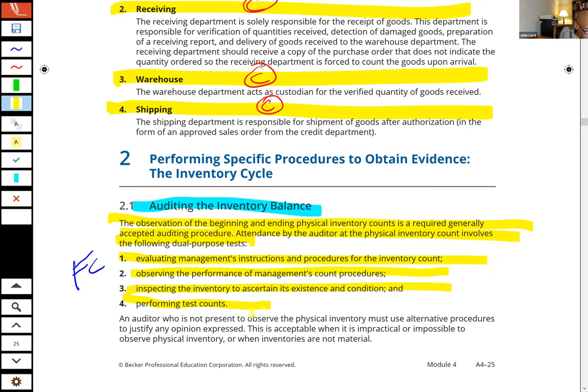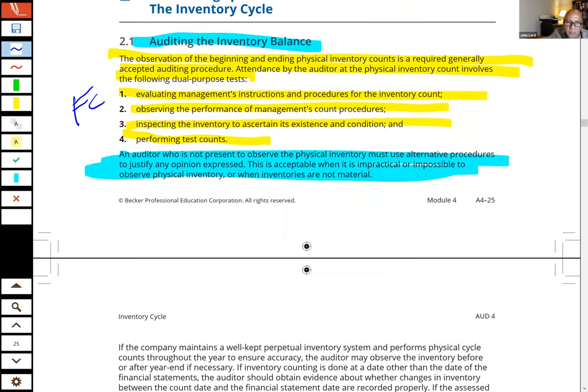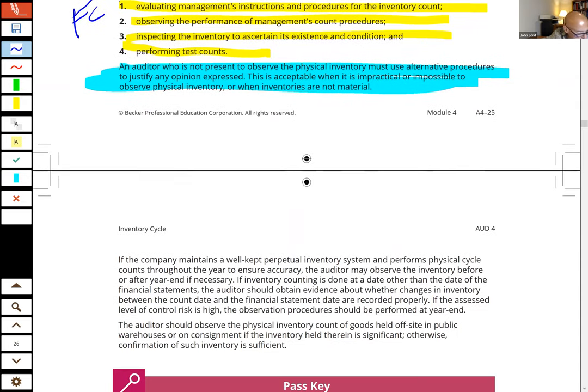Okay. Now, if you are not there to observe that, you're going to have to perform an alternative procedure, unless it's impractical to do so, or if the inventory is not material, you won't even audit it. They always keep saying that. If something's not material, you're not going to audit it. I'm not going to do any work over anything that's not material.